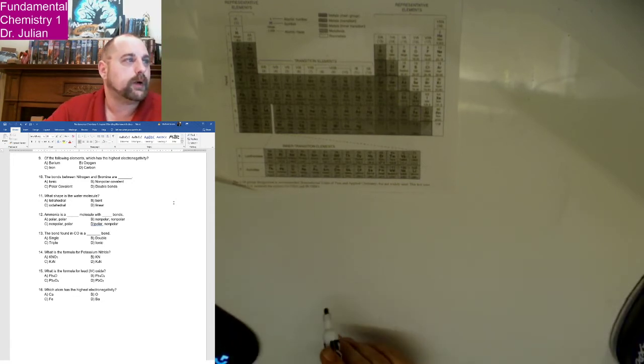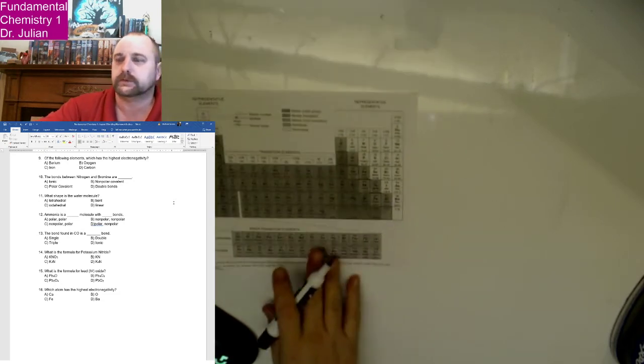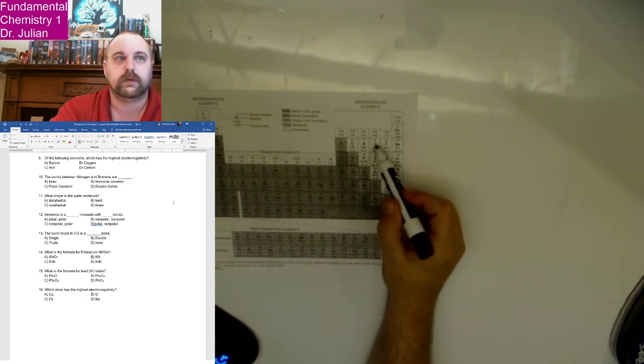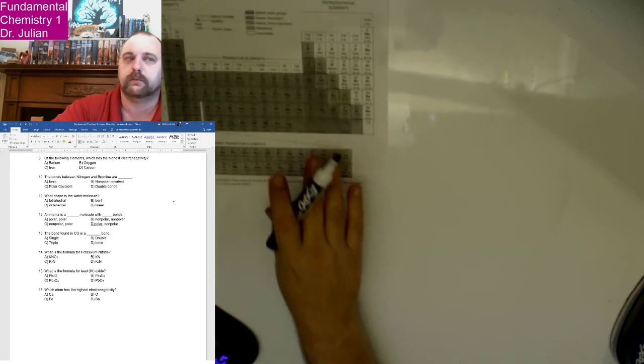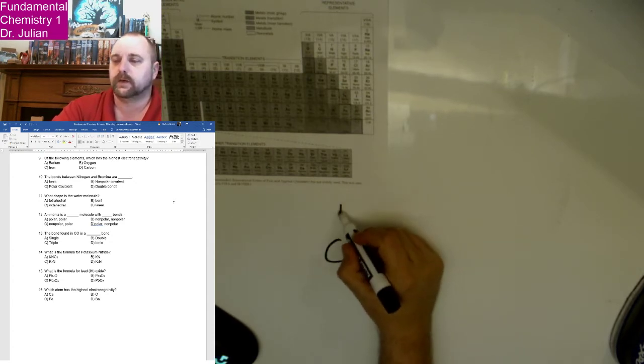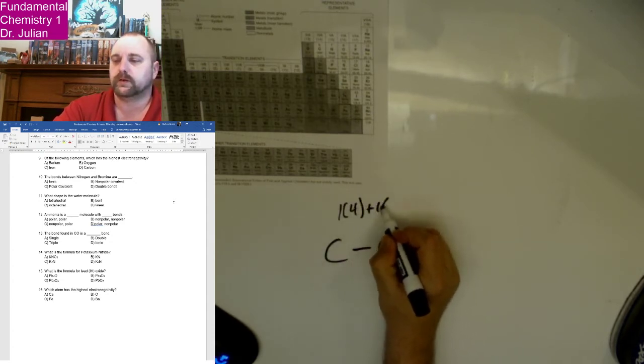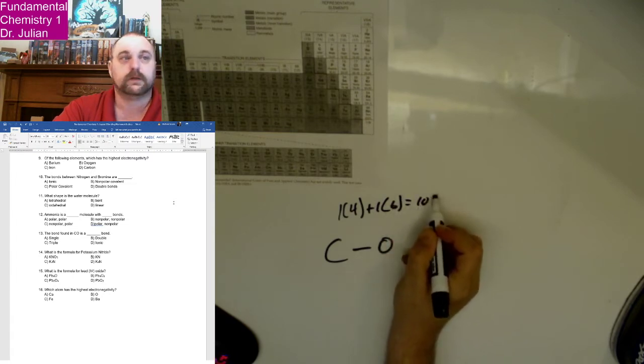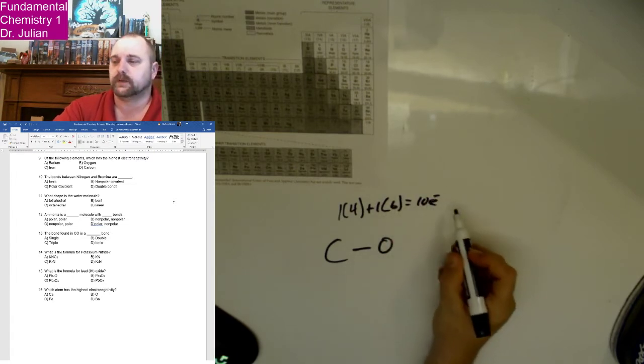All right. The bond found in CO is single, double, triple, or ionic. Let's double check it real quick. CO, not touching, polar covalent, right? But we didn't cross the staircase. So CO, I've got 1 times 4 plus 1 times 6 is 10 electrons.